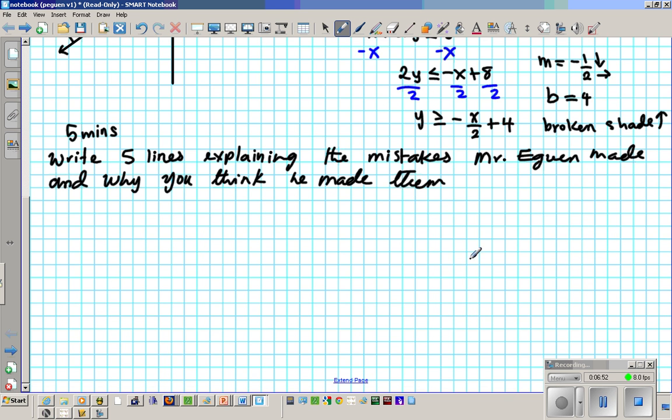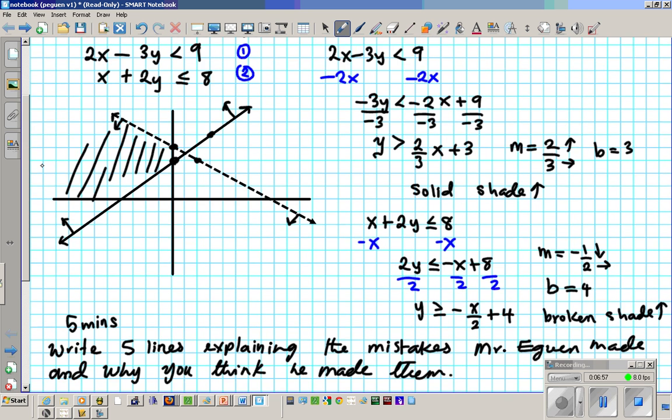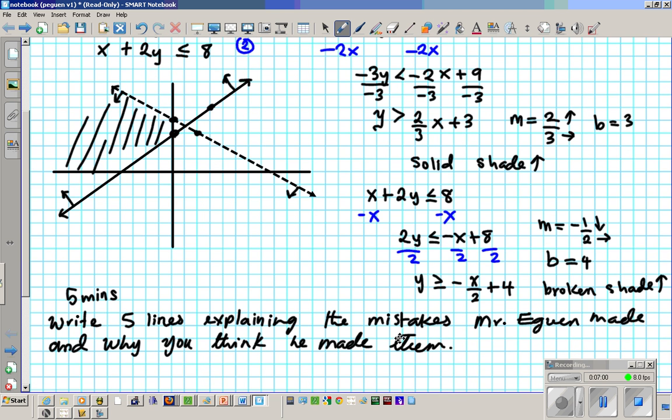And then solve the problem. Solve the problem correctly. Okay? Alright, I'll give you 5 minutes to write this down. When you get to 5 lines, raise your hand and you get a stamp for it, okay?